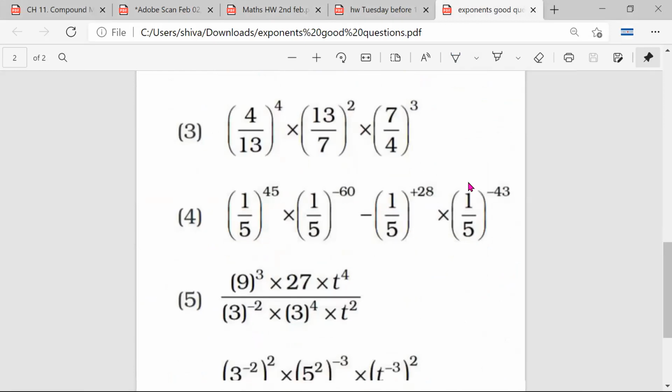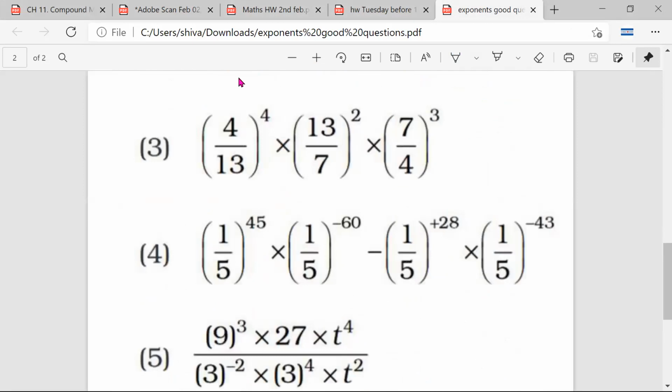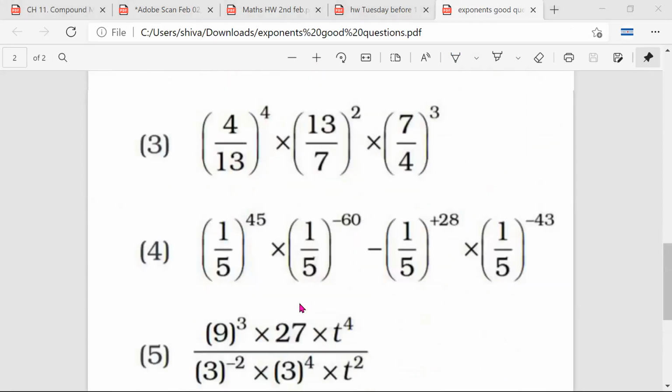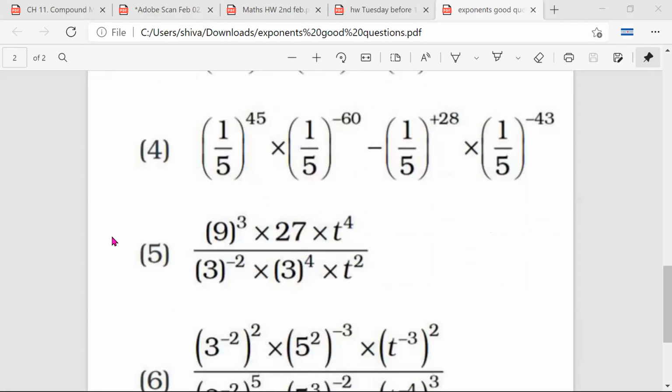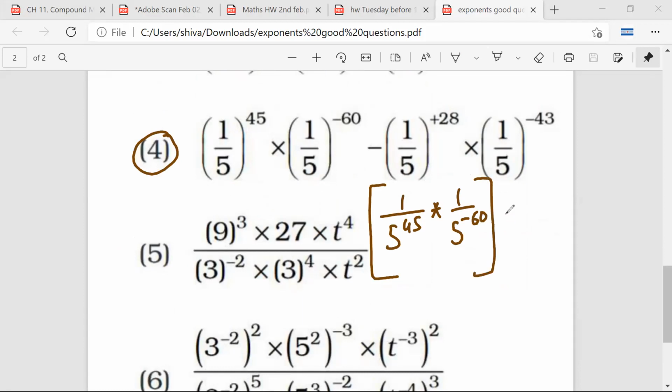So for example, this was a question that we were discussing before we went on to do question number 6. We were actually concerned about question number 4. And now let us try to do question number 4 using all that I have told you now. So now I can write this as 1 upon 5 raised to power 45 into 1 upon 5 raised to power minus 60, minus 1 upon 5 raised to power 28 into 1 upon 5 raised to power minus 43.